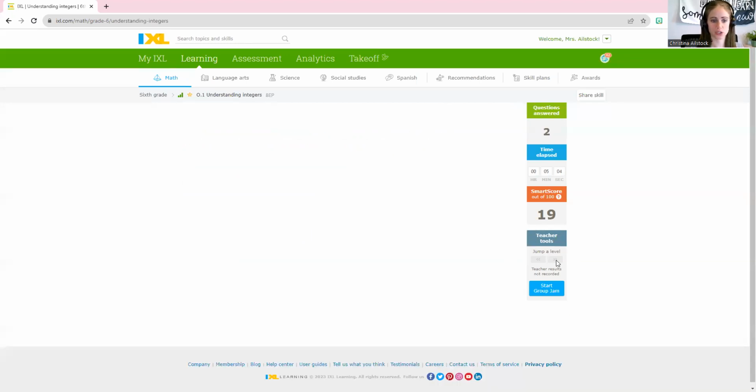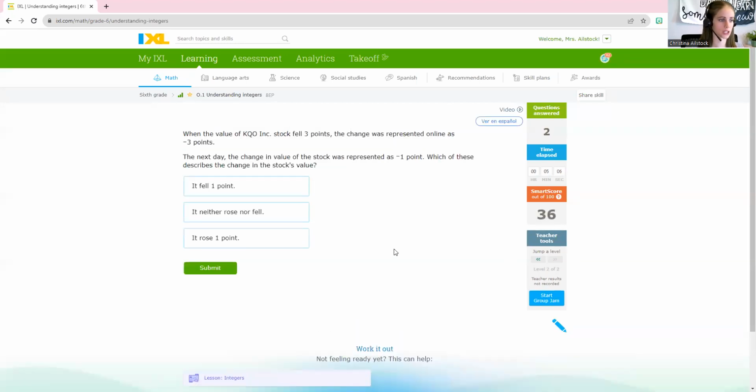All right, let's jump it up a notch. When the value of KQO Incorporated stock fell 3 points, the change was represented online as negative 3 points. The next day, the change in value of the stock was represented as negative 1 point. Which of these describes the change in the stock's value?